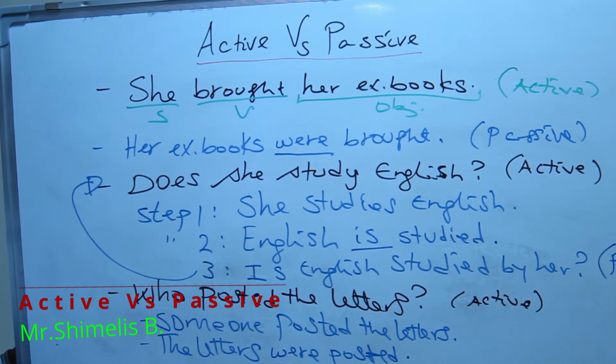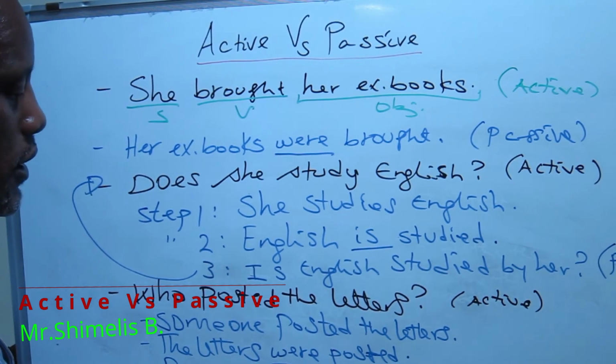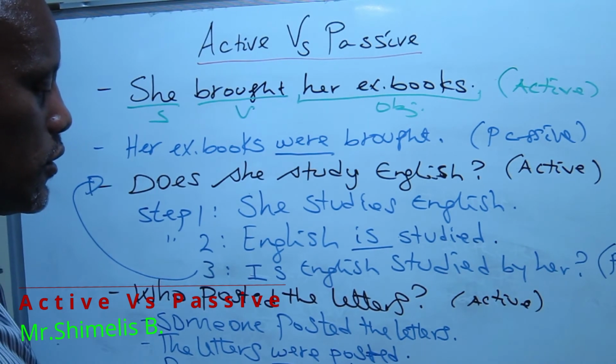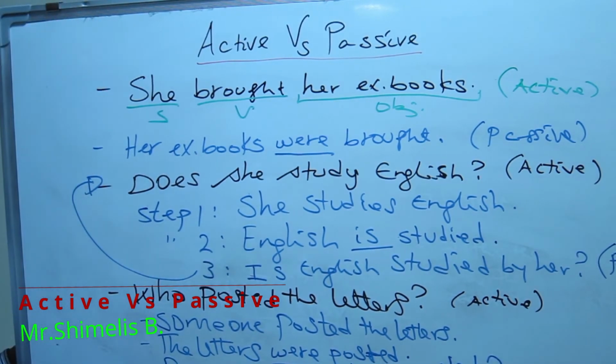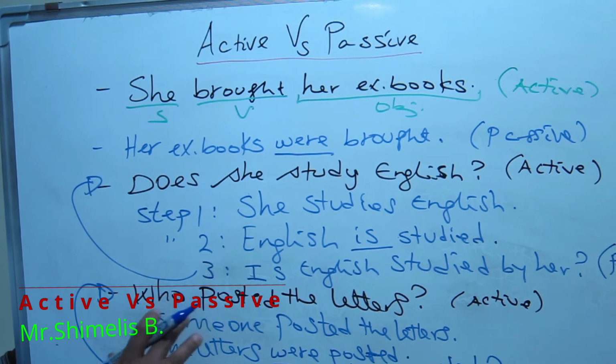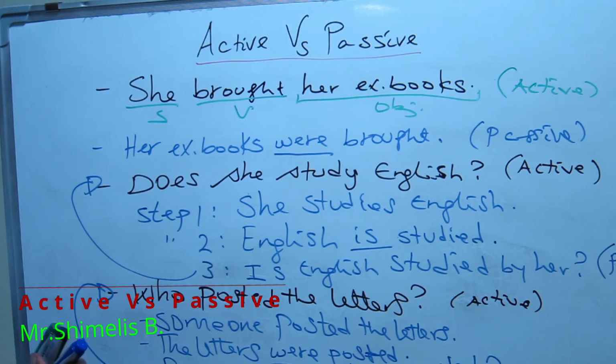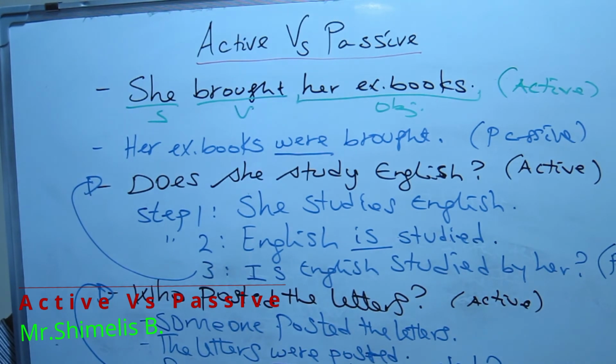Now the question form would be, this time we use another phrase which says by whom. By whom were the letters posted? This is the passive form for the given active form, which reads out who posted the letters. So this is how we change interrogative sentence to passive.